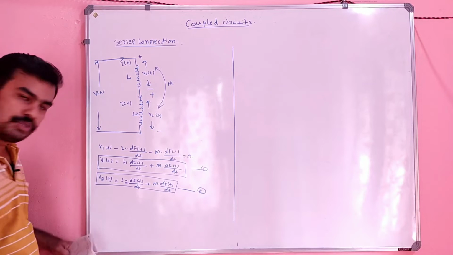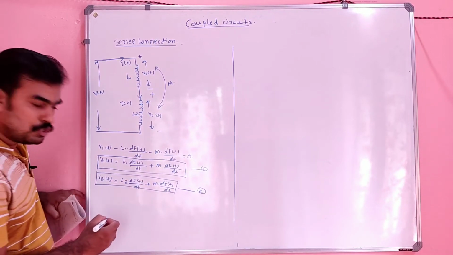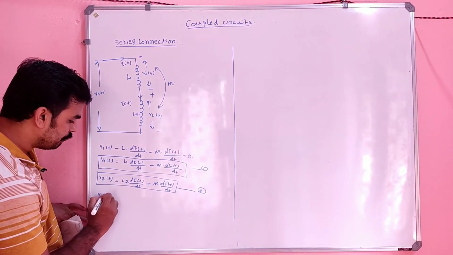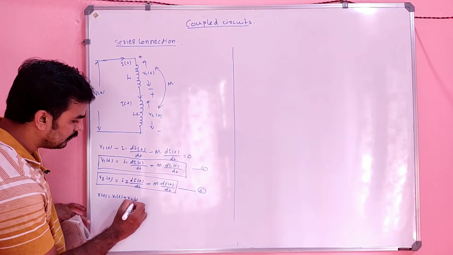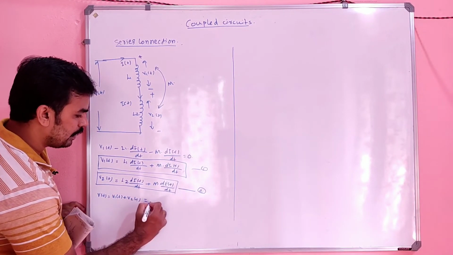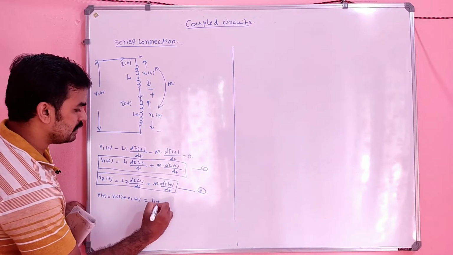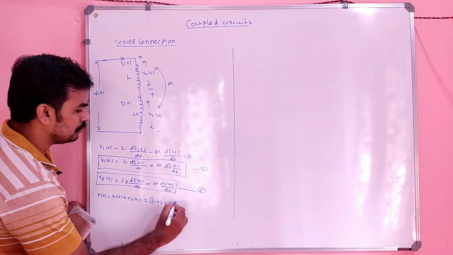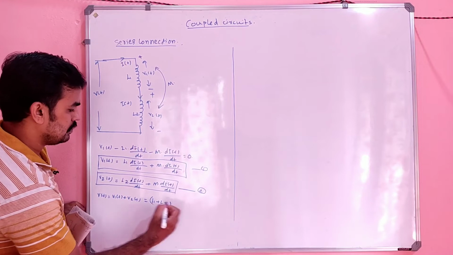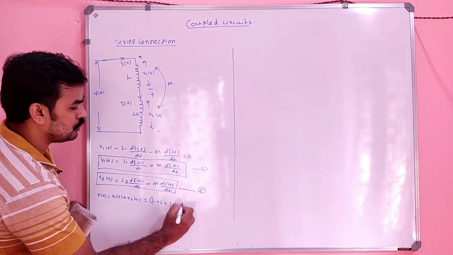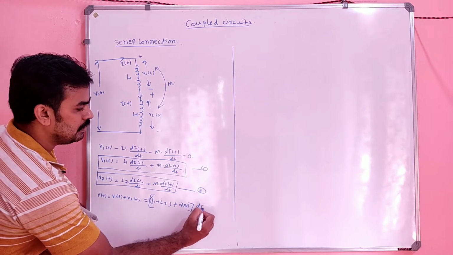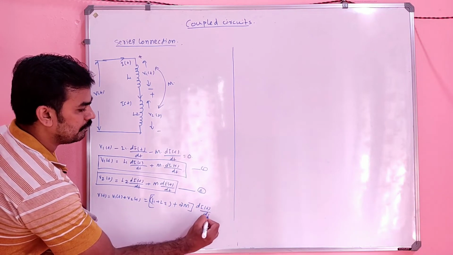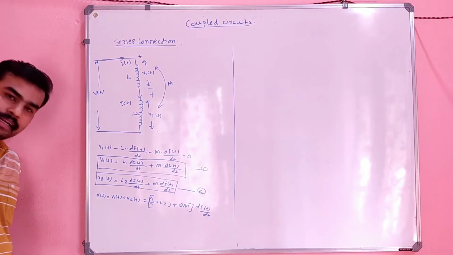That will be equation number 2. If you add 1 and 2, we will have V of t equal to V1 of t plus V2 of t, equal to, what is that? L1 plus L2 plus L1 plus L2 plus 2M whole bracket di of t divided by dt. Correct or wrong?